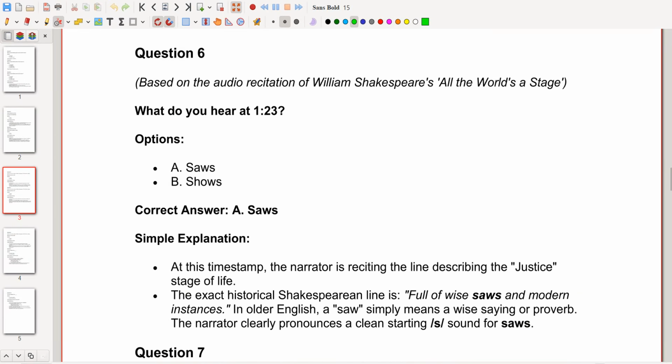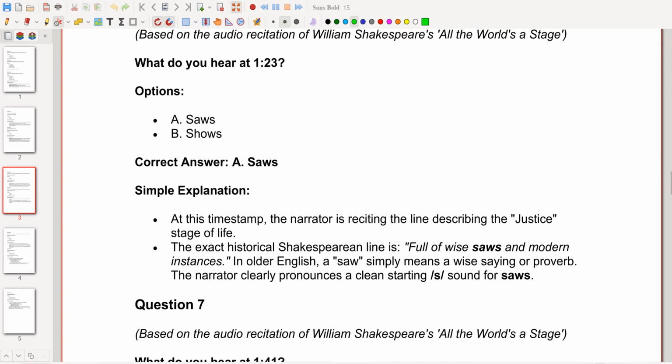Now, let's move on to the sixth question. To answer the sixth question, we are asked to listen to the audio recitation of William Shakespeare's As You Like It. Okay, let's hear that. Okay, hear the audio very well.